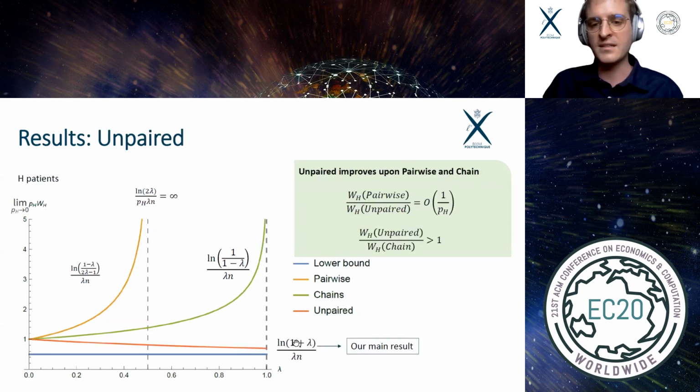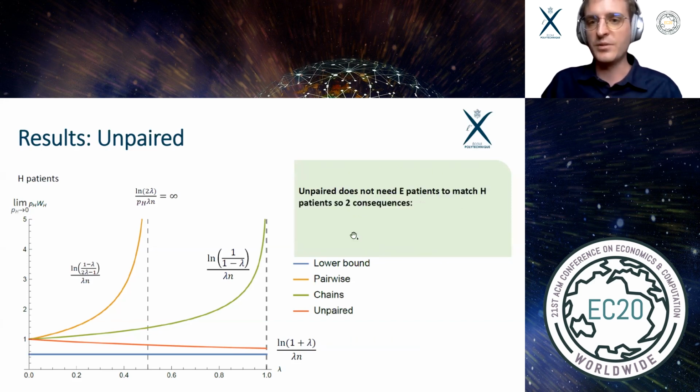And so our main result is the characterization of the waiting time of Unpaired, the algorithm we propose. And basically, we show that it improves upon both pairwise and chain. So the ratio of waiting time for pairwise and unpaired is of order 1 over pH. And we can also show that the ratio of waiting time of hard to match patients for unpaired over chain is greater than 1. And there are two important observations: the unpaired algorithm does not need easy to match patients to match hard to match patients anymore.